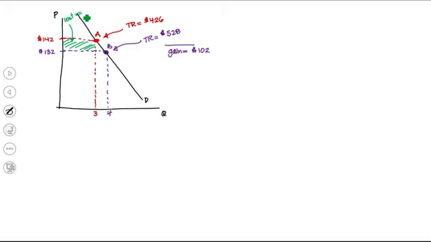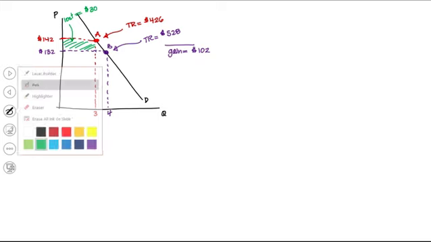The box is $10. The vertical distance is 10. What's the horizontal distance? 3. So what do I get when I multiply height times length? 30, right? So we have a loss of $30 because of the lower price. Everyone agree with that? Right? $10 drop in price multiplied by the 3 units.